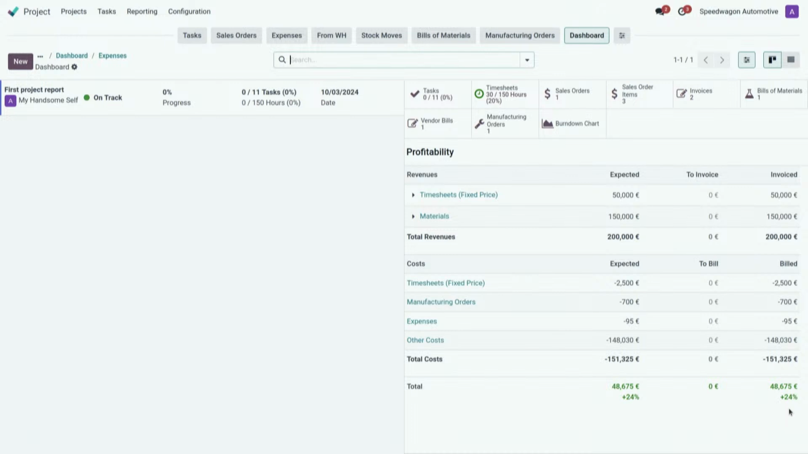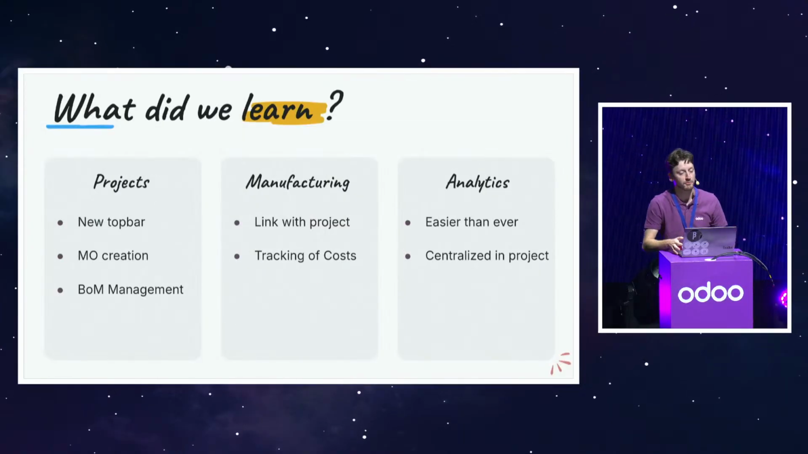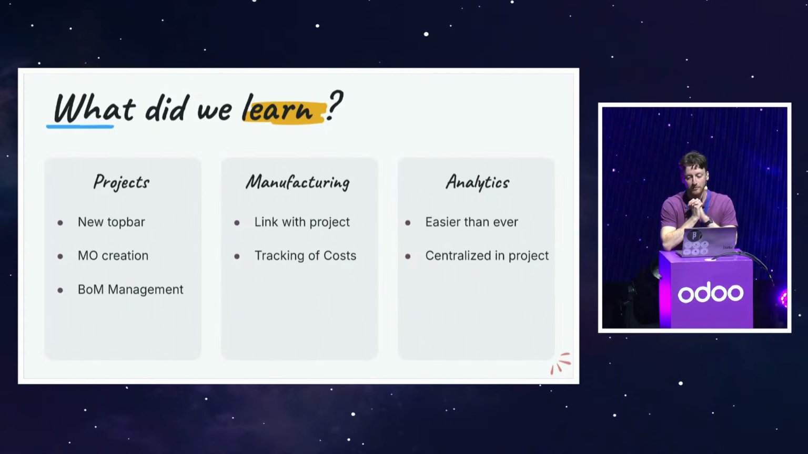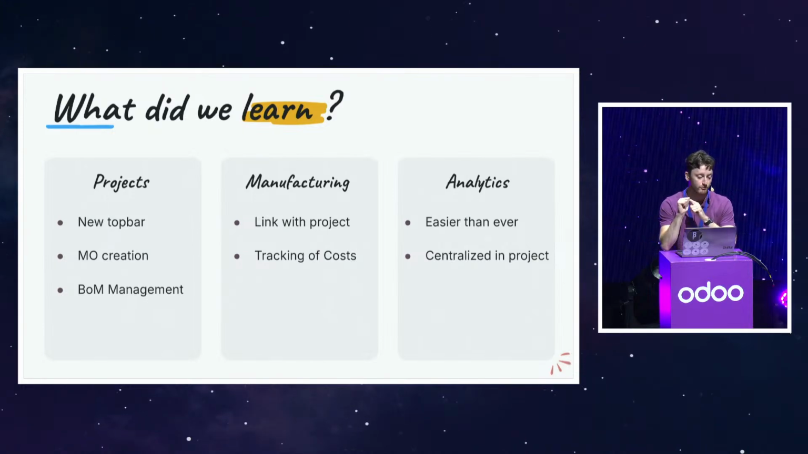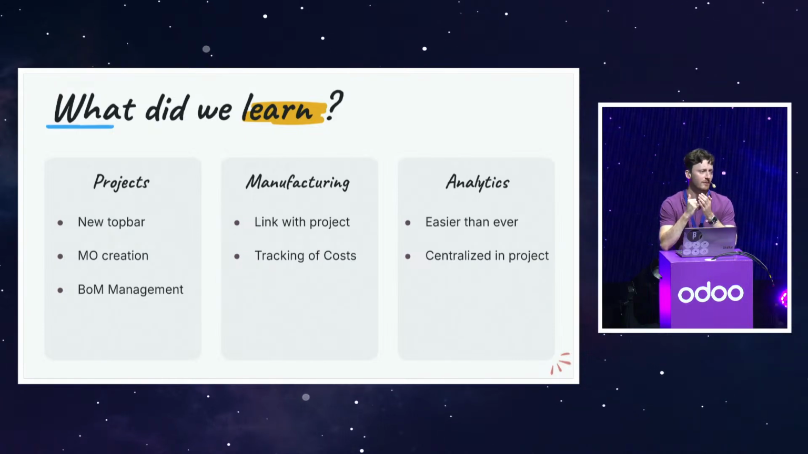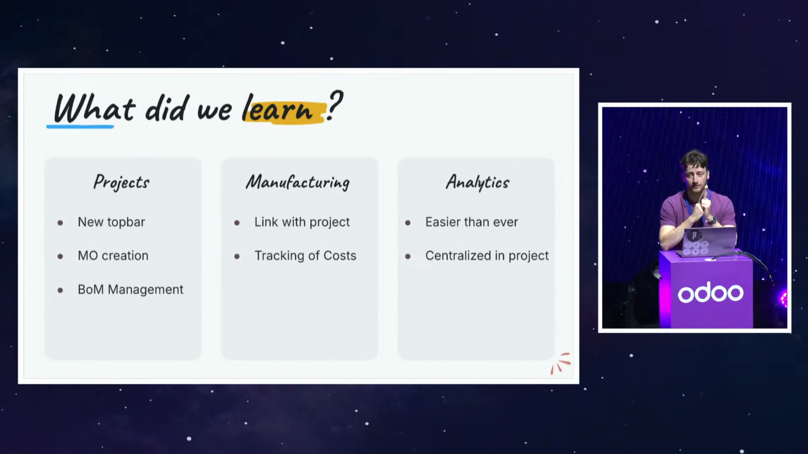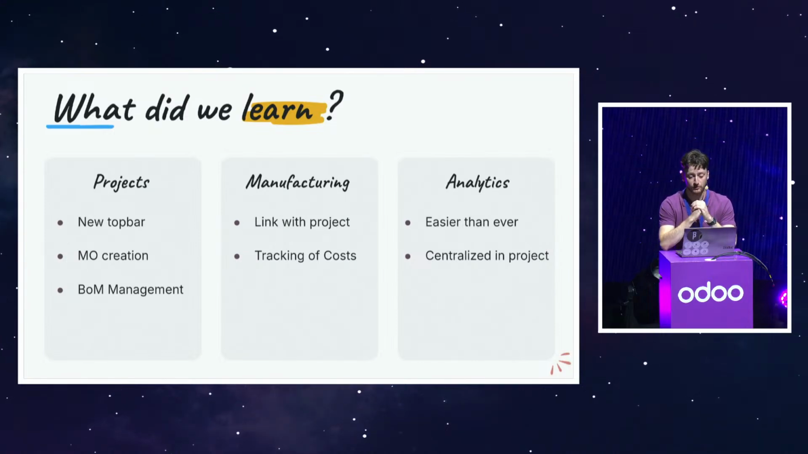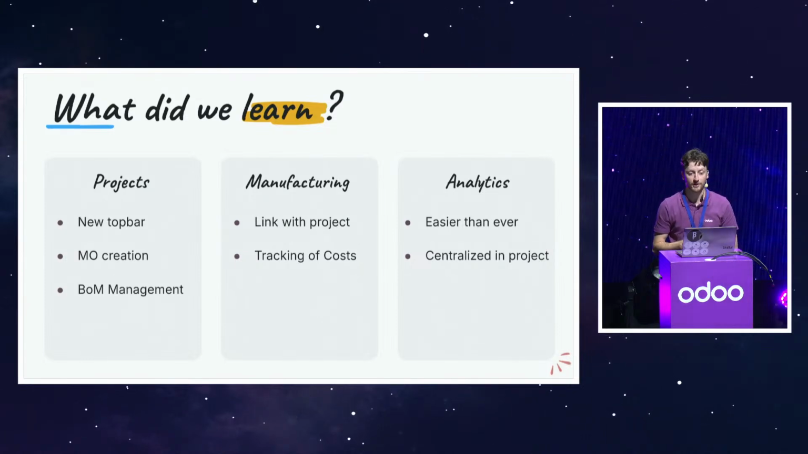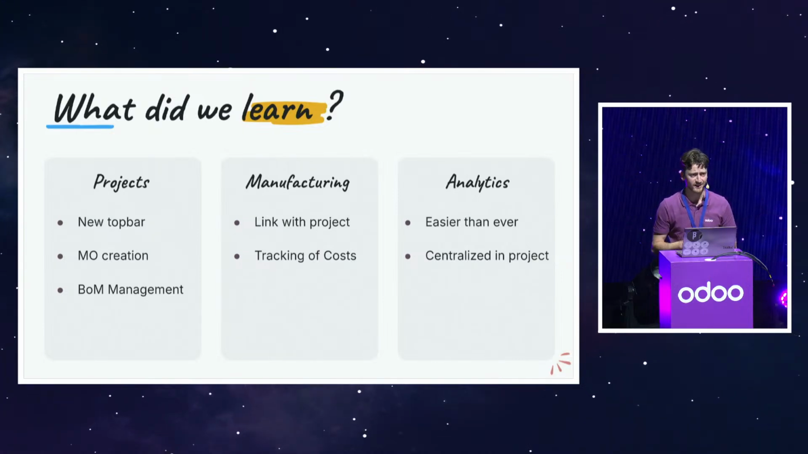So this was everything for the demo part, but let's go back here and quickly recap what we learned. Basically, the most important stuff that you need to remember is that there is this new top bar in the projects app that allows us to also easily create manufacturing orders or bills of materials. Of course, this simplifies a lot the link with the manufacturing app, which is now totally linked with the project and which can be used to track the costs of our manufacturing directly in our project. So including also the whole designing and planning part.